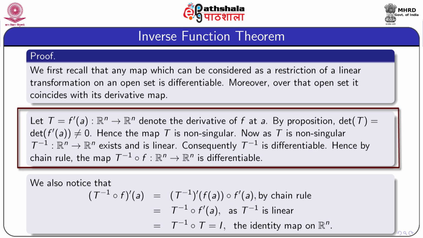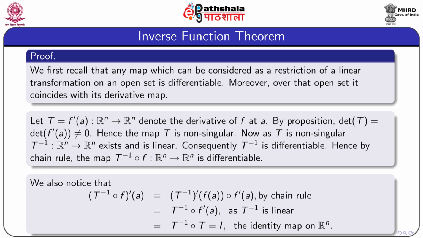Hence, by the chain rule, the map T inverse composed with F from Rn to Rn is differentiable. We also notice that the derivative of T inverse composed with F at A equals the derivative of T inverse at F(A) composed with F'(A), applying the chain rule. Now, T inverse is linear, so its derivative is nothing but itself. So, we have this equals T inverse composed with F'(A), as T inverse is linear. So, this equals T inverse composed with T, as T equals F'(A). So, this is nothing but the identity map I on Rn.